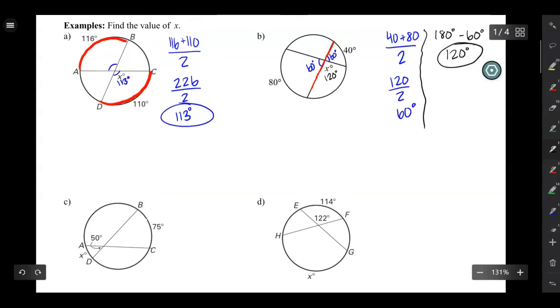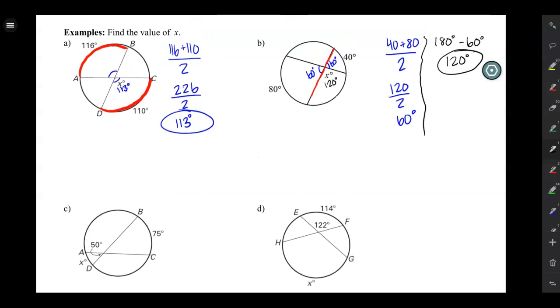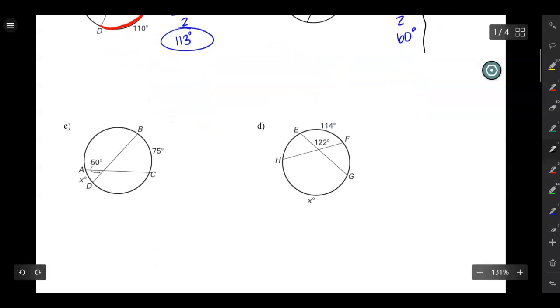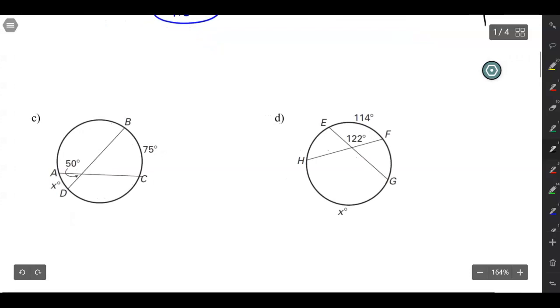Okay. So we've done a couple examples where we're using the arc measures to find the angle in the middle. And now let's work the other direction. Let's say we know the angles in the middle and we want to know the arcs on the outside.